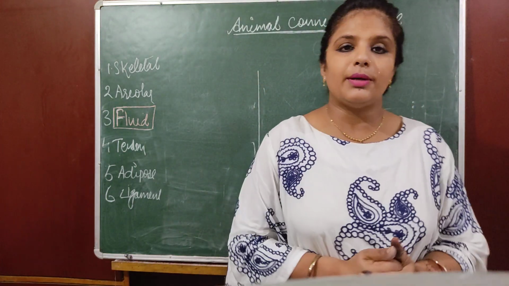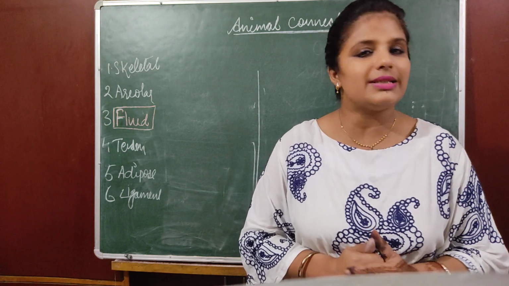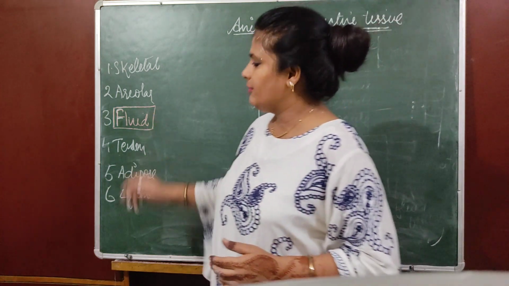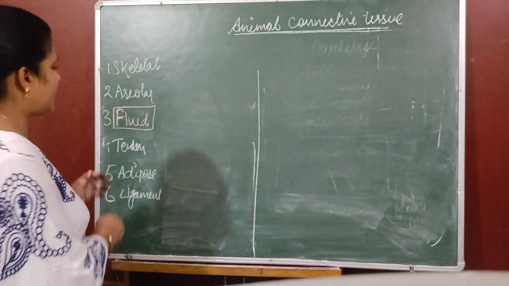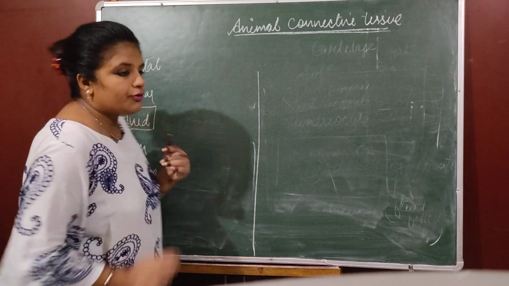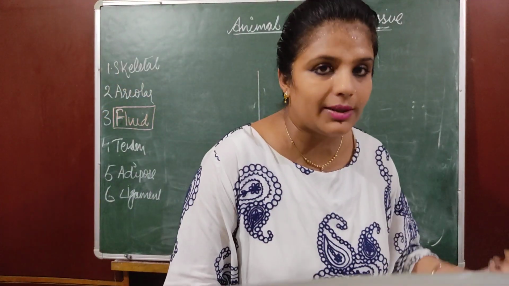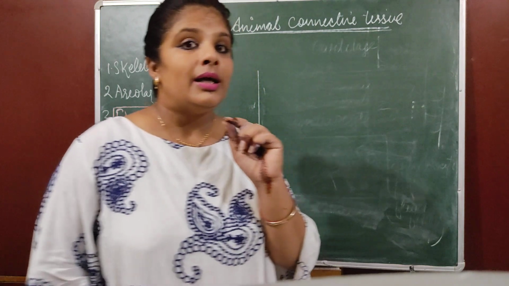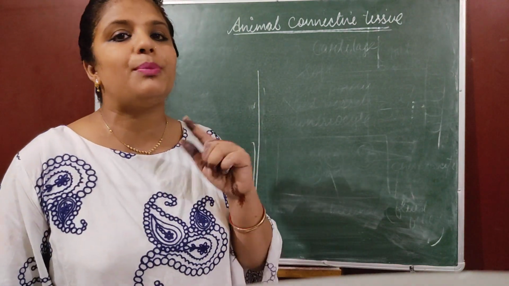And yellow fiber is made up of elastin because it provides elasticity. Anyway, now we are on another topic, that is fluid connective tissue. So how is fluid connective tissue different from other connective tissue? Number one, instead of matrix they have plasma.